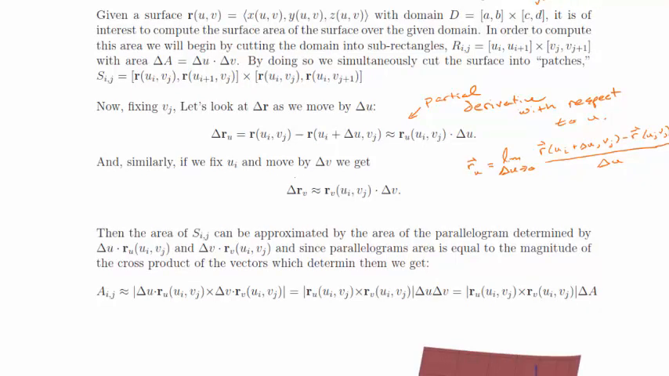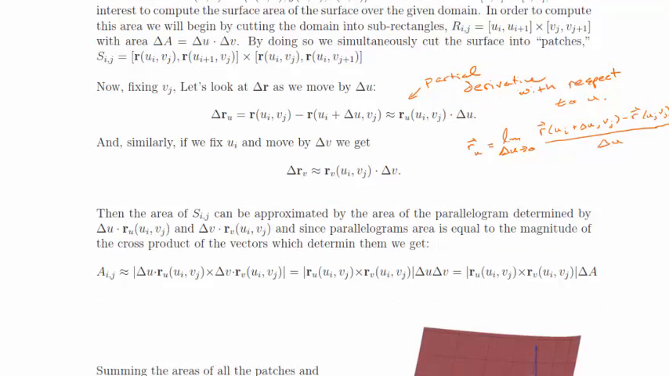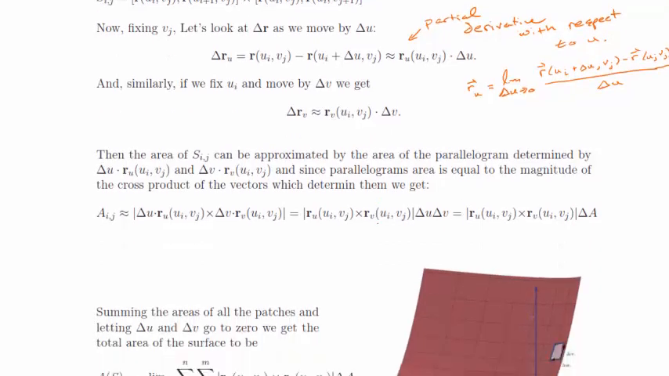Similarly, if we fix u sub i and move by delta v, we'll get that delta r sub v is approximately the partial derivative of r with respect to v at that u sub i, v sub j times delta v, with a similar argument, right? So we don't need to go over that again, hopefully. Then the area of the patch can be approximated by the area of the parallelogram determined by delta u times r sub u of u sub i, v sub j and delta v times r sub v of u sub i, v sub j.